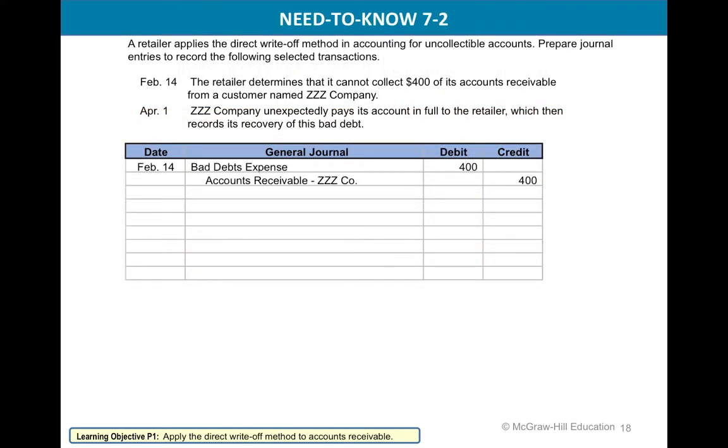An example: you cannot collect it. So we talked about debit bad debt expense, credit receivable. Be specific, don't just put receivable down. In this case, it's ZZ Company. When they pay back, again, reverse the write-off and just record a routine payment.